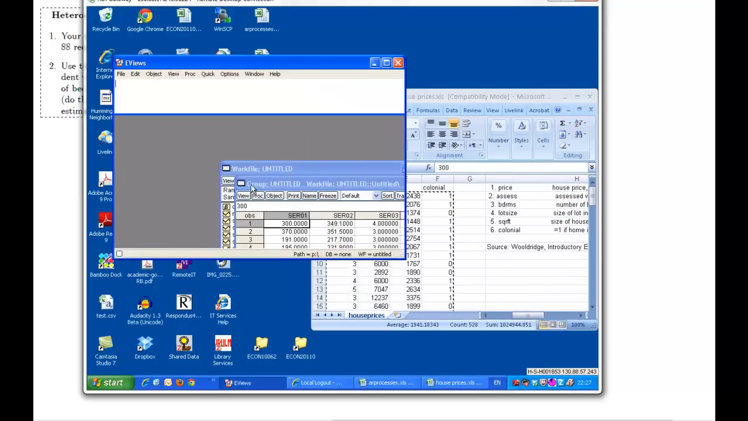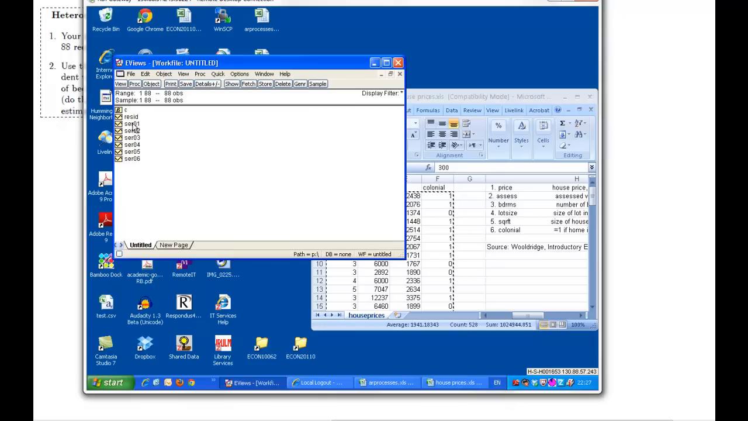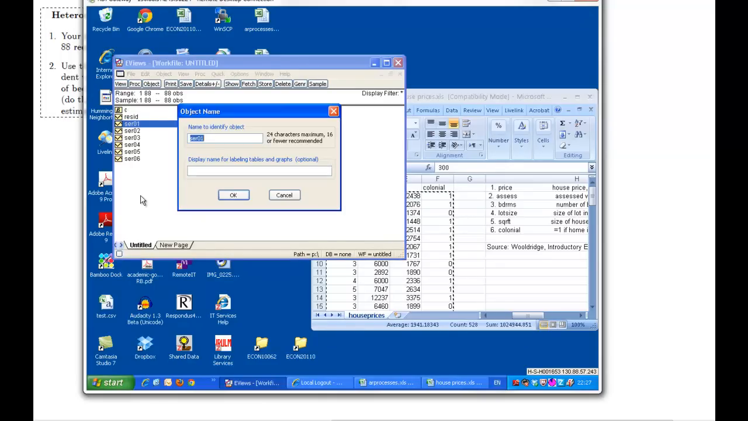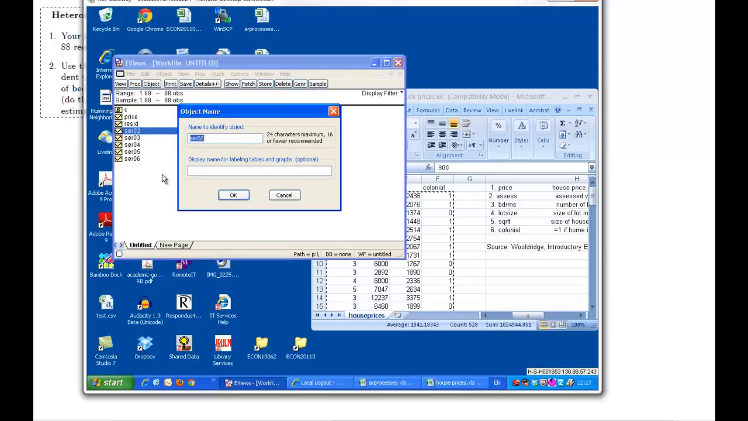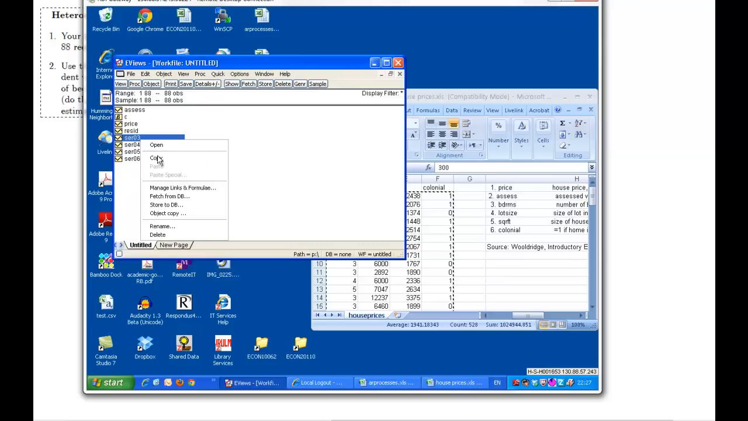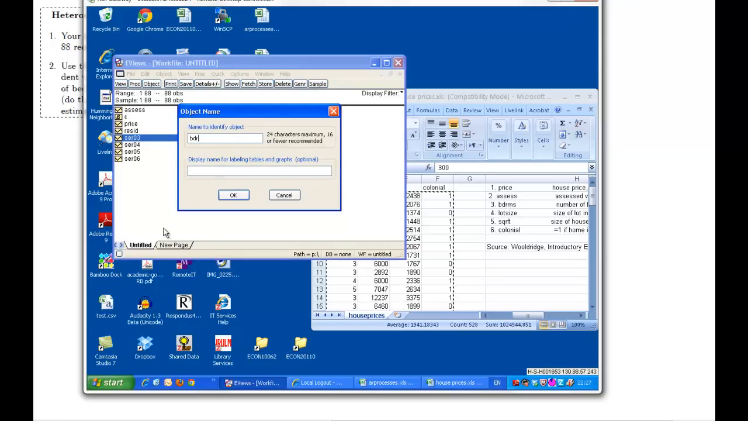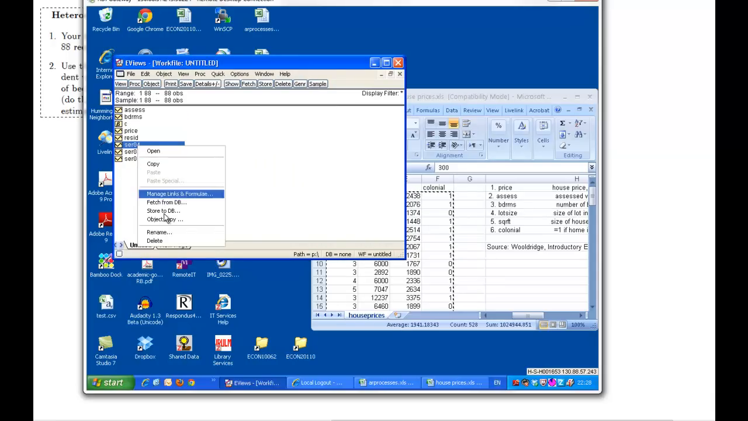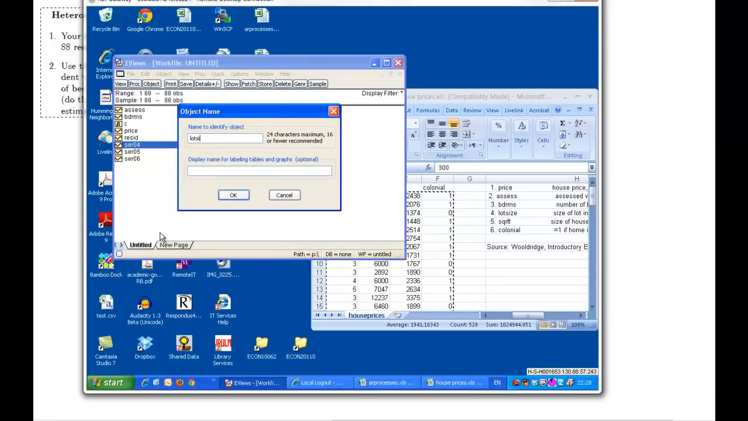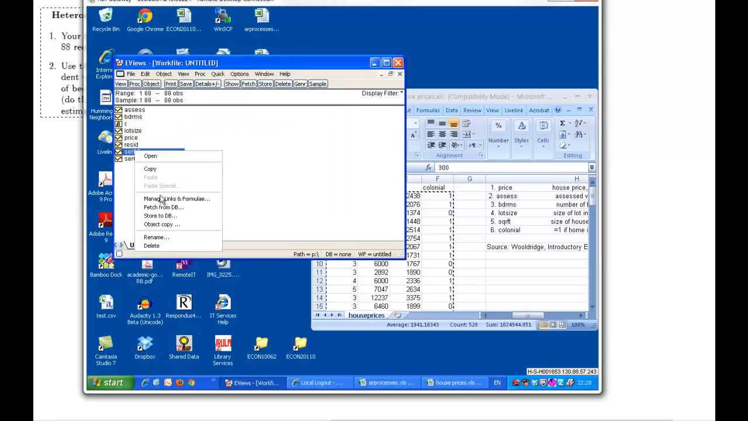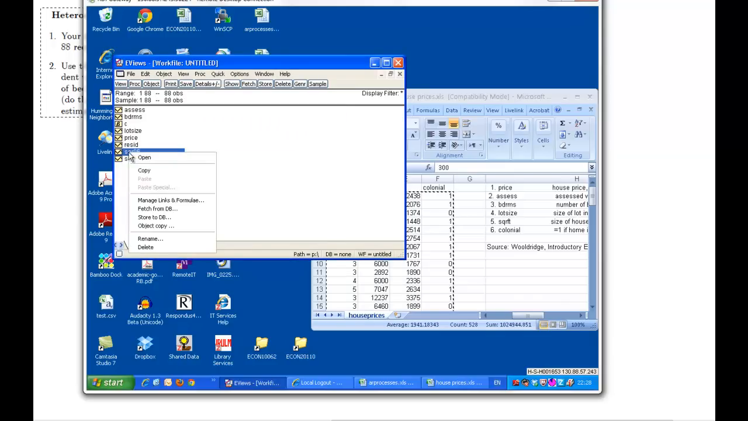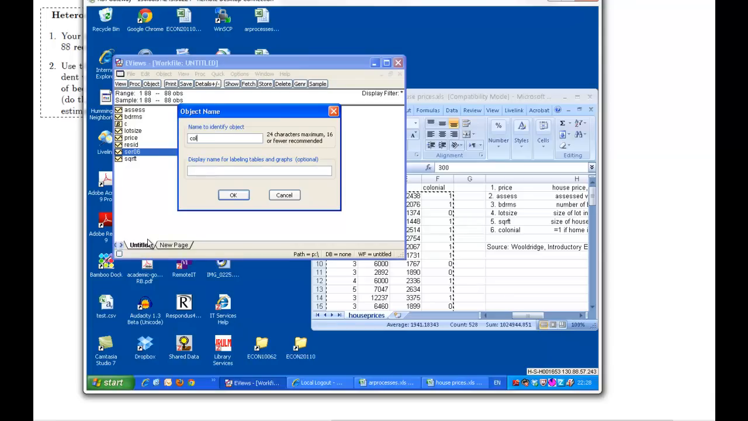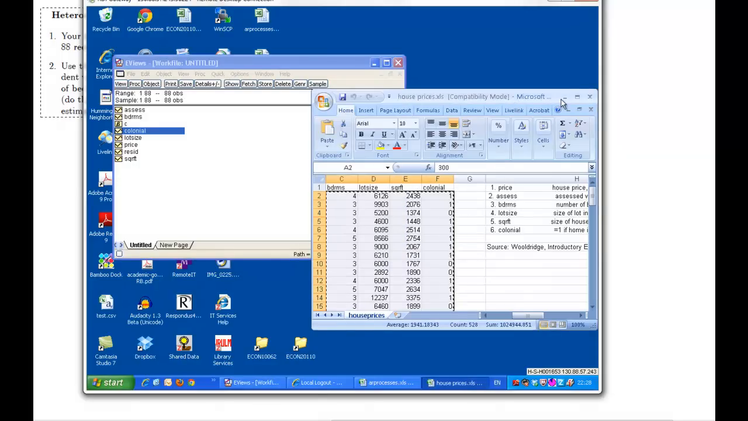And our series are: first series is the price, then assessed value, size, bedrooms, and the fourth is lot size. So the size of the living area, and the last variable, the sixth variable, is colonial. That's a dummy variable: 1 if the house is of colonial style, and 0 otherwise.